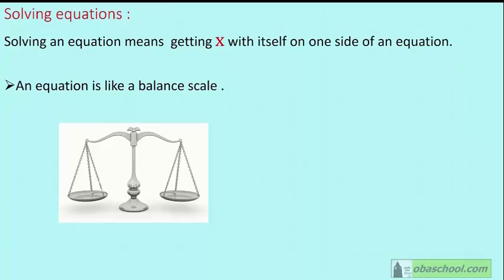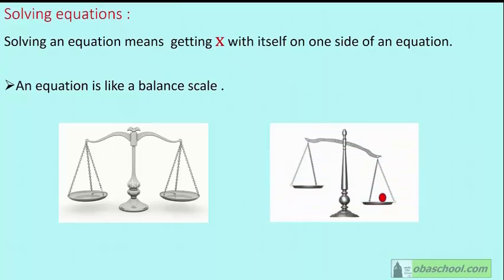But if we add some weight to one side, what do you think will happen? The scale will tip like this in picture number 2. The two sides are no longer in balance because one side is heavier than the other. This example also applies to equations.